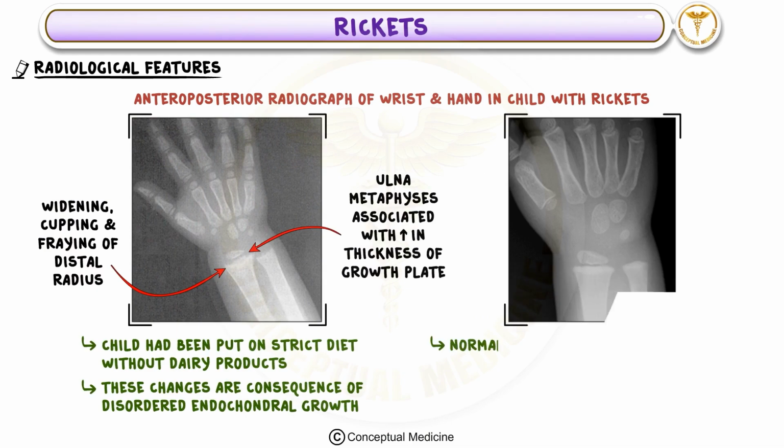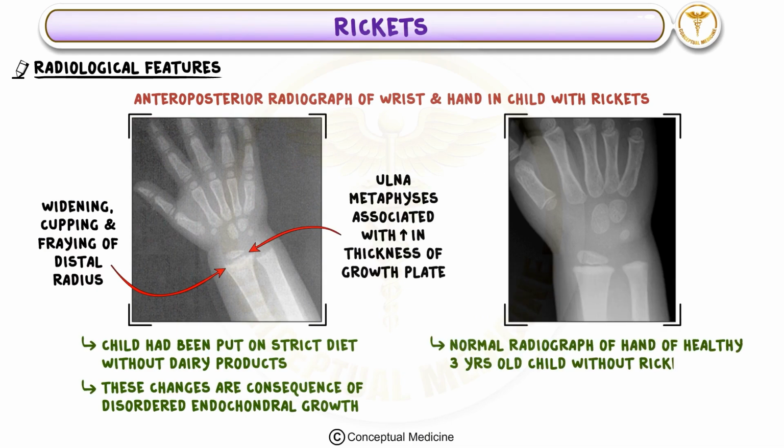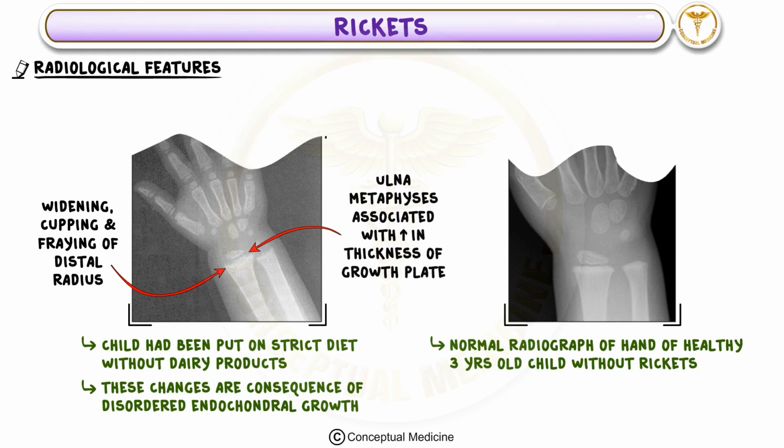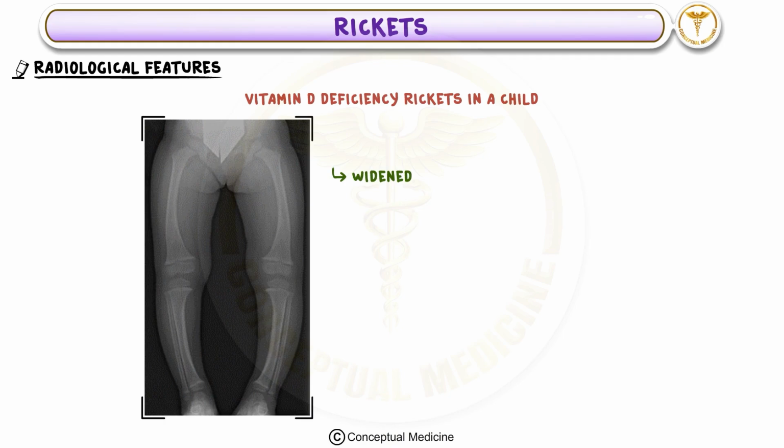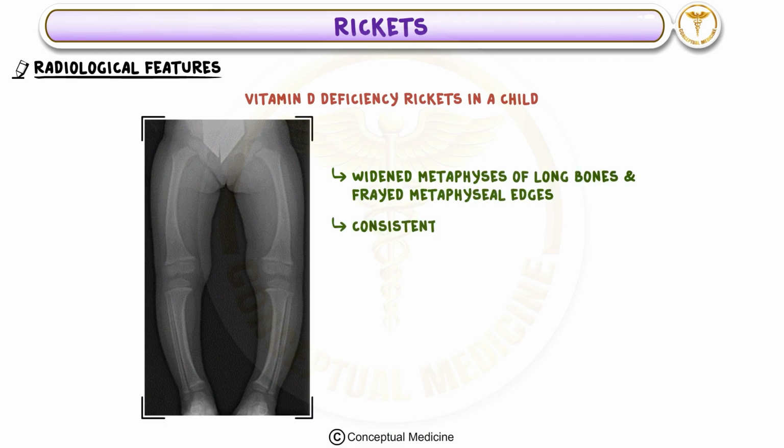These changes are the consequence of disordered endochondral growth. B. Normal. Radiograph of the hand of a healthy 3-year-old child without rickets. Vitamin D deficiency rickets in a child. Characteristic radiographic findings of rickets include widened metaphyses of long bones and frayed metaphyseal edges, consistent with poor mineralization of the growth plate, as well as bowed lower extremities.